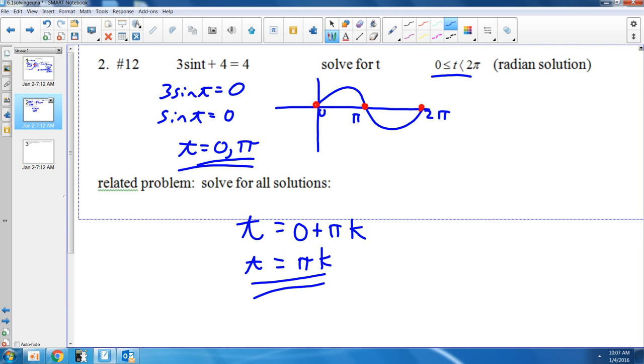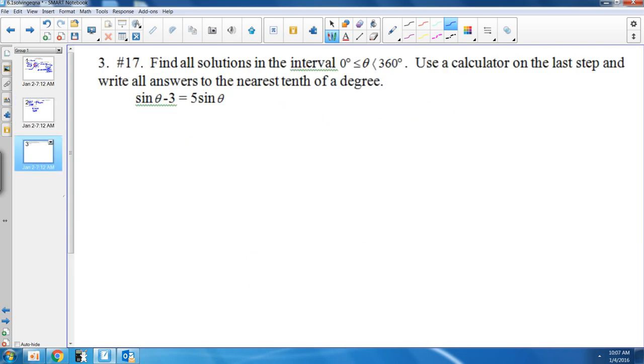Third and last problem is number 17, which says find all solutions in the interval from 0 to 360 degrees. Use the calculator on the last step and write all answers to the nearest tenth of a degree, and then you have your equation. So the main thing here is, again, you want to solve and then use a calculator at the end for your answers. Calculators will give you reference angles. You have to be smart enough to know what to do with those reference angles then.